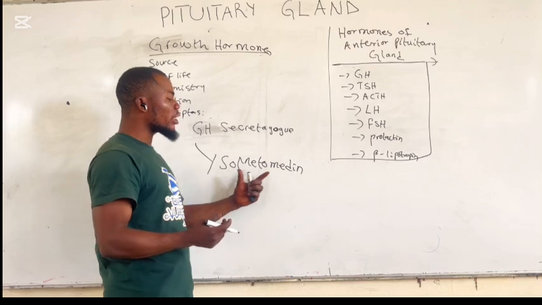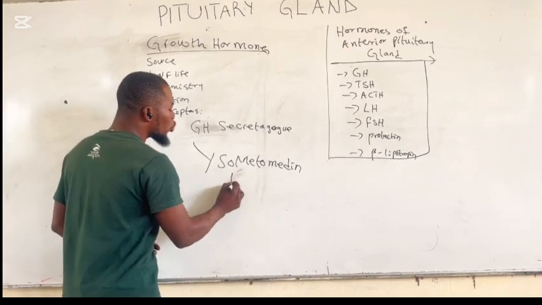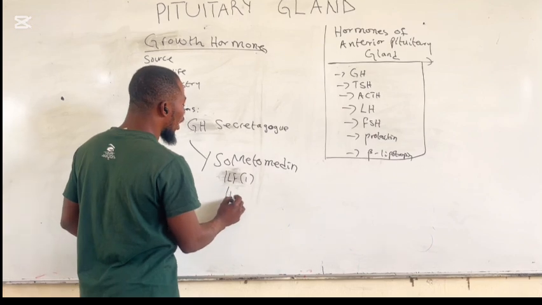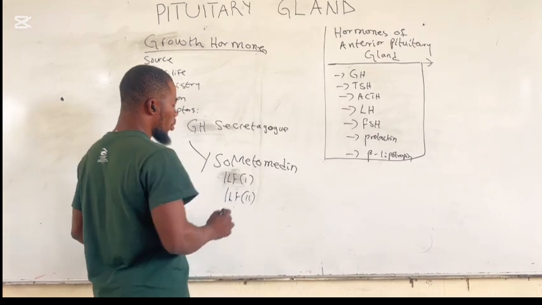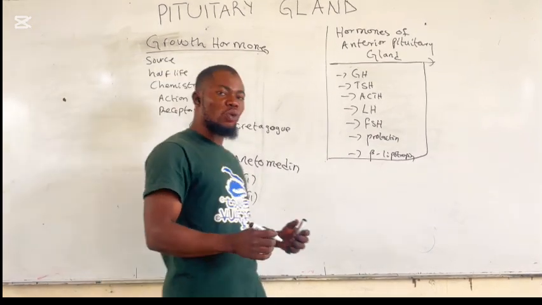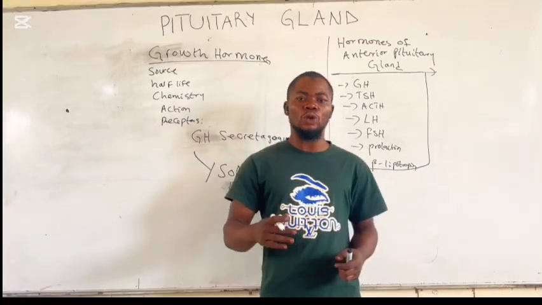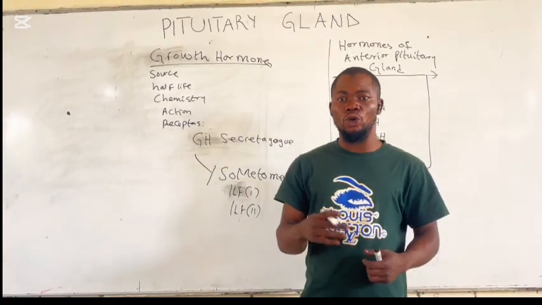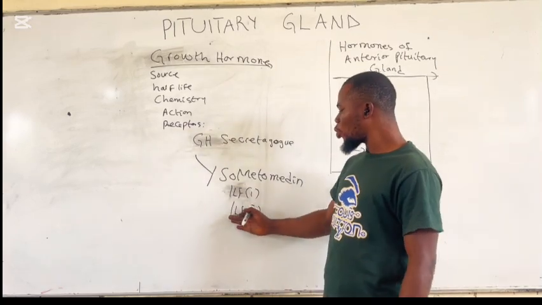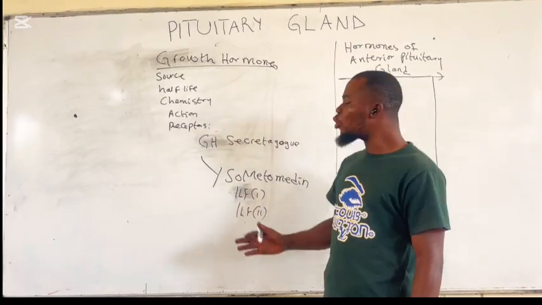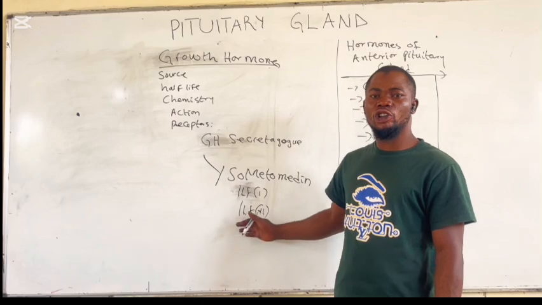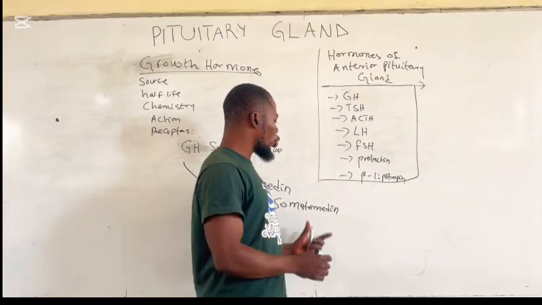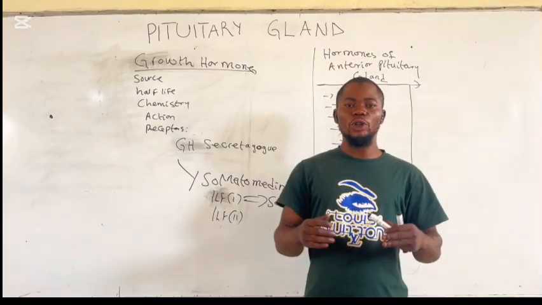So there are two different types of somatomedin: insulin-like growth factor 1 and insulin-like growth factor 2. Insulin-like growth factor 1 is the means through which growth hormone acts on the bones as well as protein metabolism and growth, while insulin-like growth factor 2 performs most of its action during fetal development. Insulin-like growth factor 1 is also called somatomedin C.